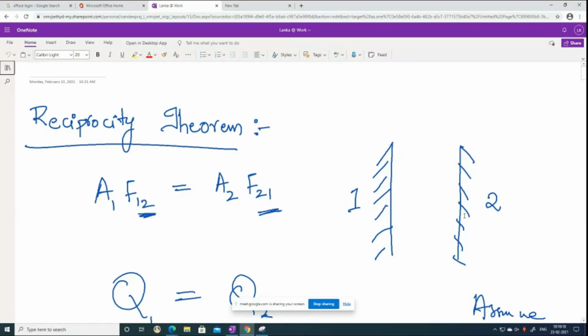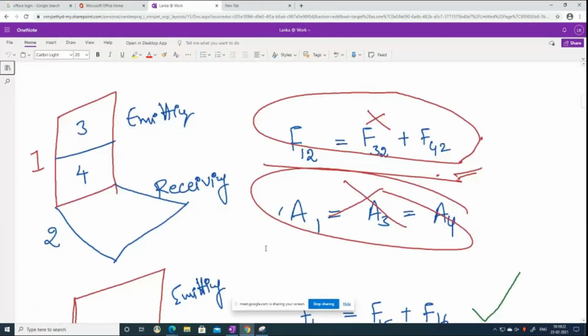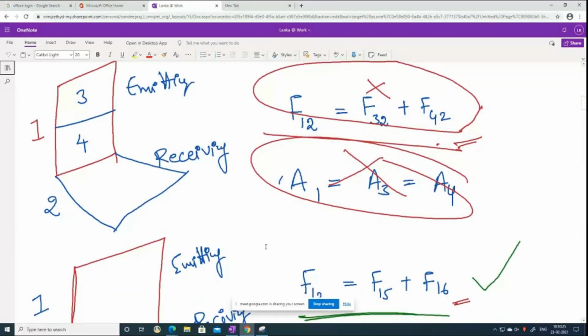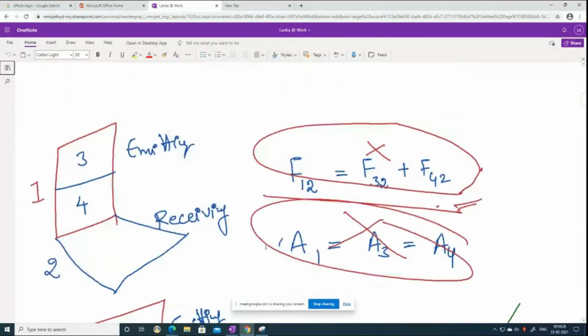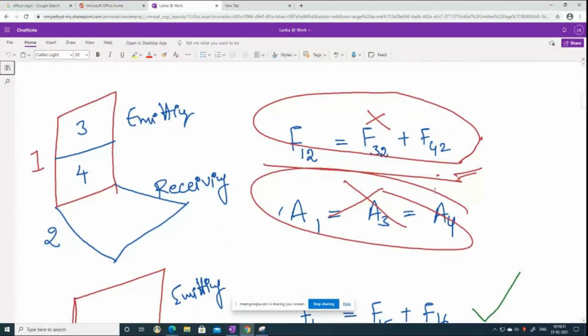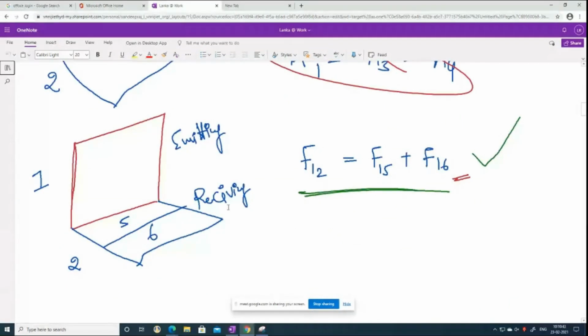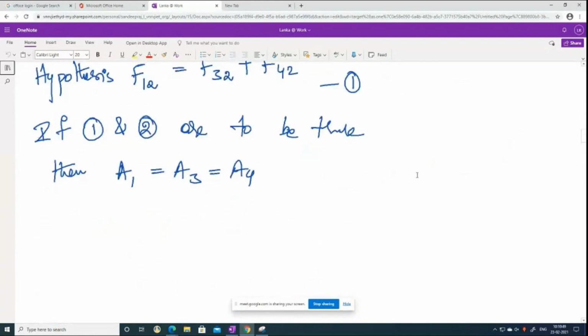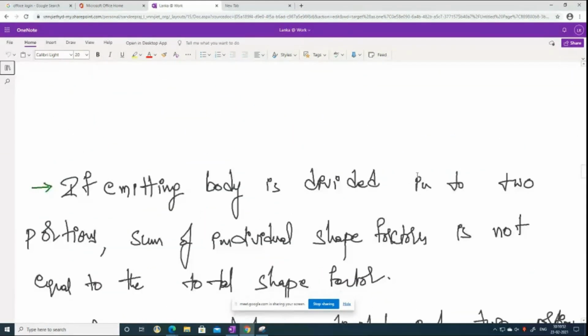In the last class, we have seen the reciprocity theorem. We have related the areas and shape factors for two infinitely large plates, and we got the various shape factor properties or characteristics. You cannot write this way. The point is, you cannot divide the emitting body into two portions, and this way you cannot write, but you can divide the receiving body into two portions and you can write it like this. So this is what we have seen regarding those two.